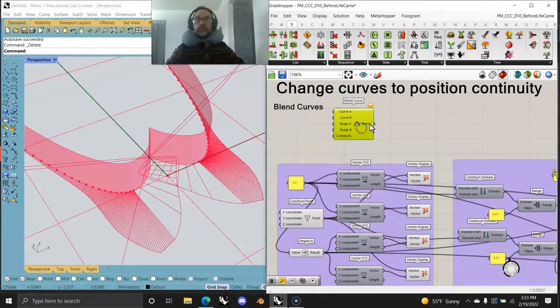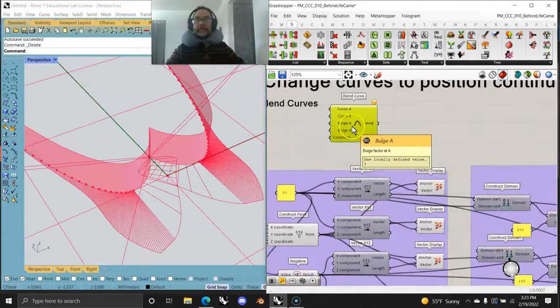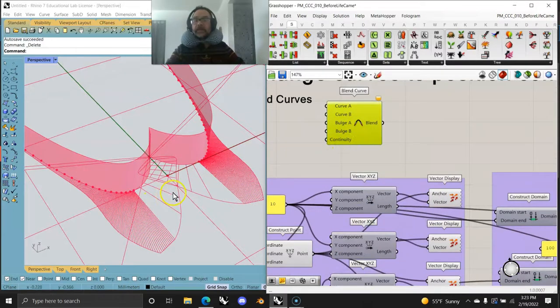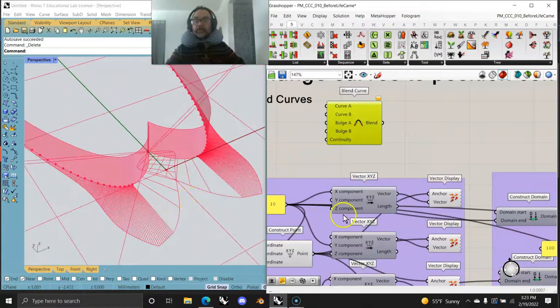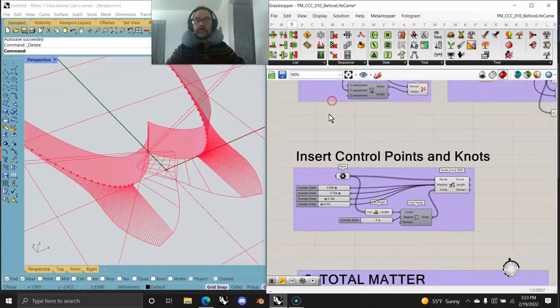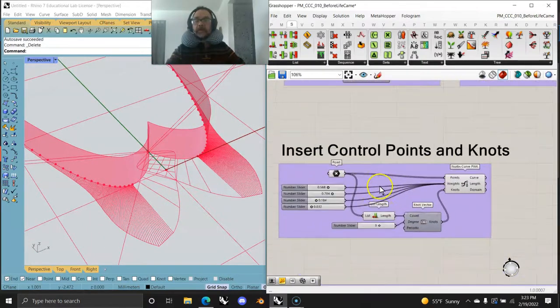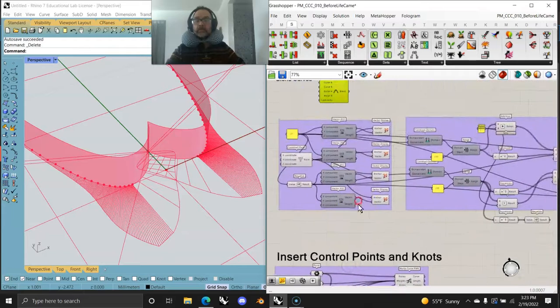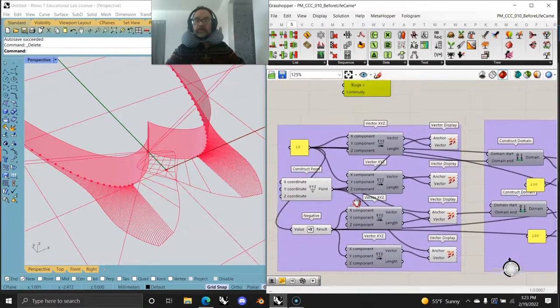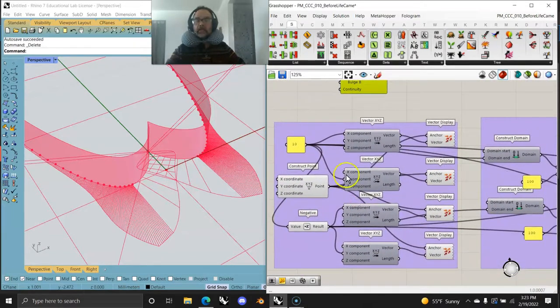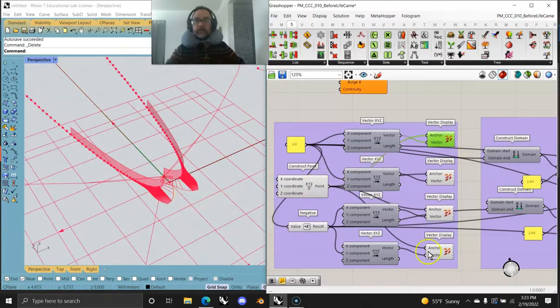Change curves to position continuity can be done with playing with the blend curve. You don't have to go through the guidelines of everything you have to do, and I'm going to throw in a little bonus here on inserting control points and knots and what that really means to a curve. So hopefully that'll start to clarify a little bit of this for the more intermediate Rhino person trying to make awesome curves. Same thing, made my little vector out here.